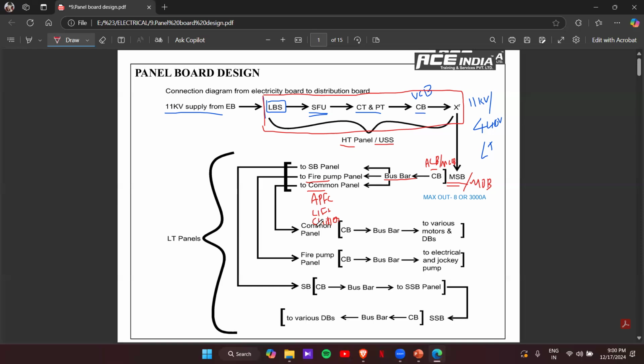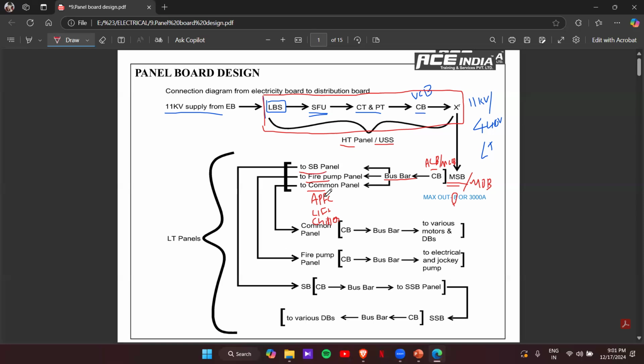If the connections exceed 8 numbers, we have to take one more MSP. Or if the load goes above 3000 ampere, you have to go for a second MSP connection also. But one thing we can do is take an intermediate panel. Intermediate panel means if the connections go beyond 8 outgoings, one more panel we can take, that is called SB panel. SB means switchboard panel.